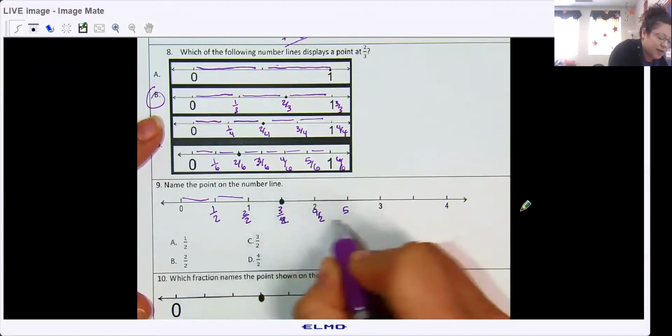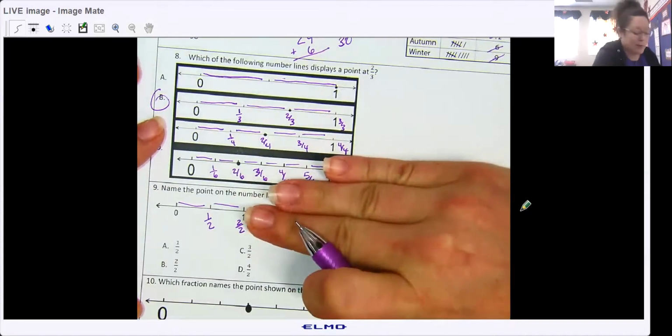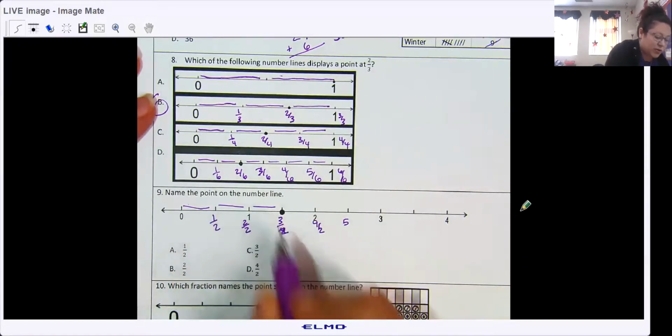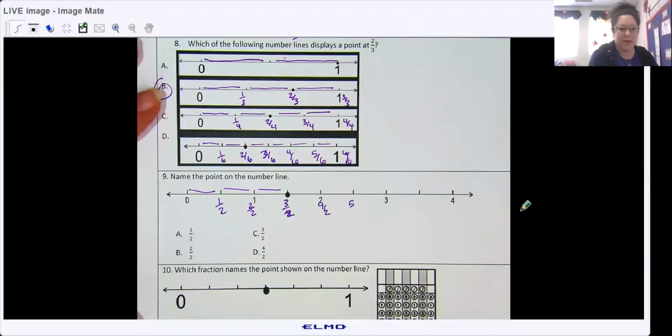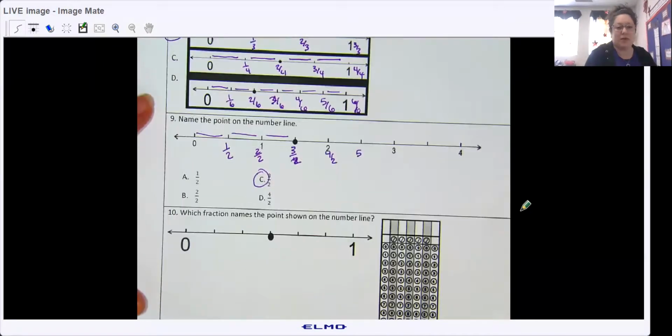And the denominator stays the same. Just that 0 to 1 tells me what my denominator is for the whole graph, the whole number line. So we know 1, 2, 3 halves. All right. You've learned all of this stuff. This is just a refresher. It's a review.